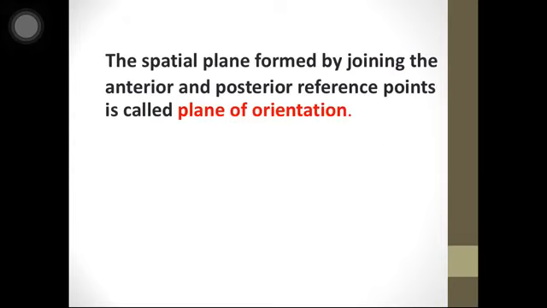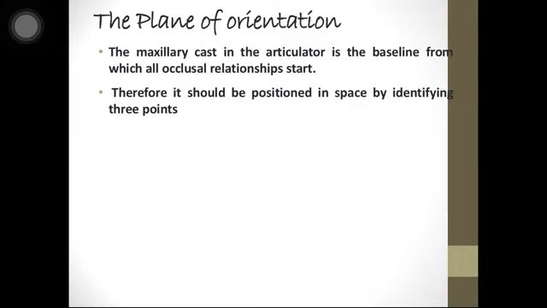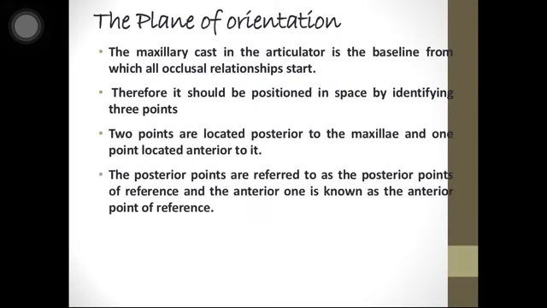Now plane of orientation is the spatial plane which is formed by joining the anterior and posterior reference points. Posterior reference points are on both sides, which can be the true hinge axis or the external auditory meatus, and the anterior reference point can be a nasion or an orbital. In the plane of orientation, the maxillary cast in the articulator is the baseline from which all occlusal relationships start, and therefore it should be positioned in space by identifying 3 points. 2 points are located posterior to the maxilla and 1 point located anterior to it.